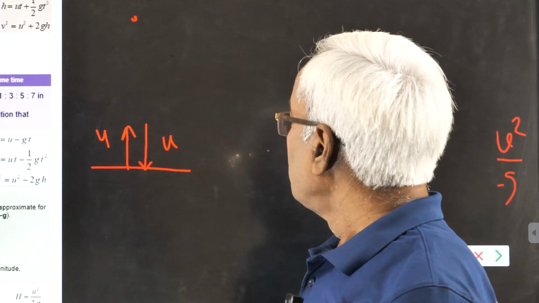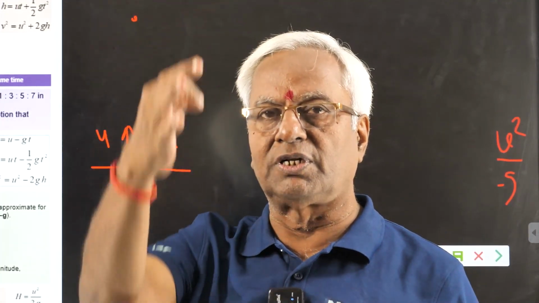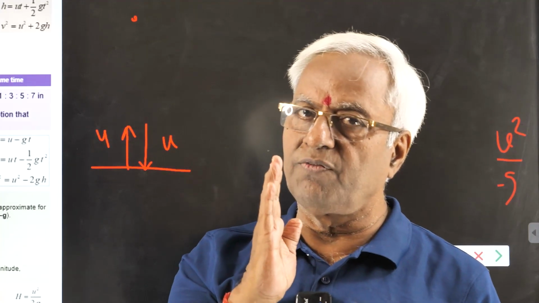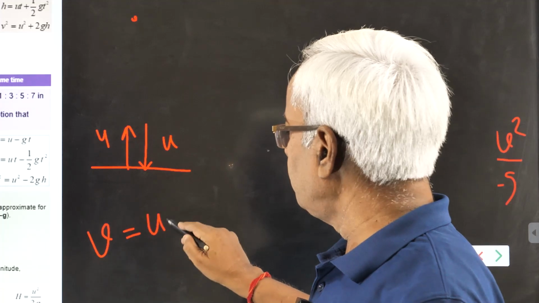Again, if there is air, the body will return with a little decreased velocity. Then what is the total time of flight? The body is thrown with velocity u, and the time of the one-way journey will be equal to u by g. By using this relation, you can derive it in one step.